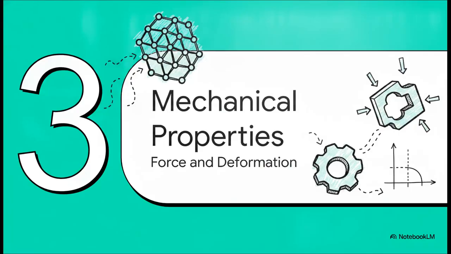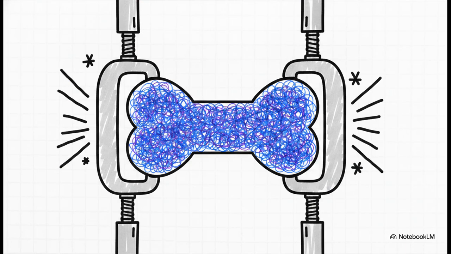All right, Section 3, Mechanical Properties. Now we take that microscopic structure we just talked about and translate it into measurable, macro-level strength. Essentially, how much pulling force can your printed part actually take before it snaps?